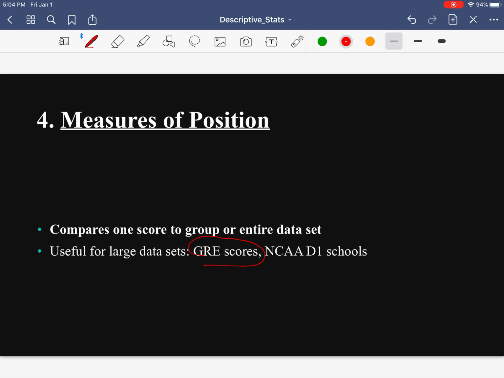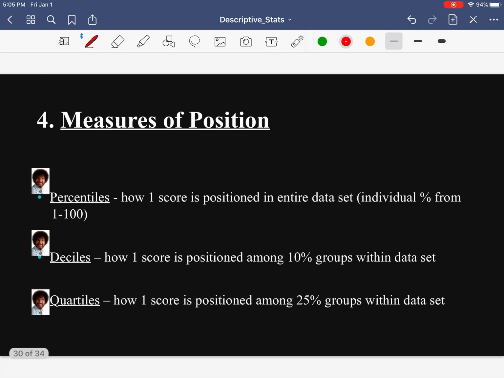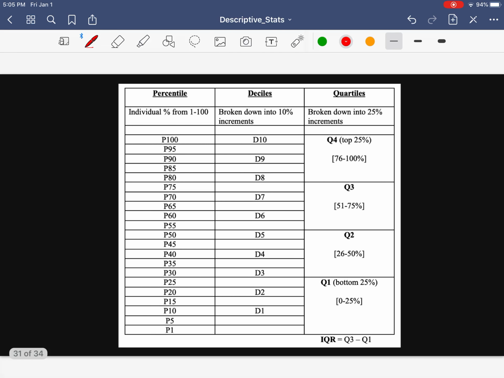What's your percentile nationwide? Oh, hi, Bob Ross, you're back. We're describing things like that beautiful tree that you painted. Percentiles will give it to us on a scale from 1 to 100. Deciles, as the prefix suggests, how one score is positioned among 10% groups. And quartiles, as the name suggests, how one score is positioned among 25% groups.